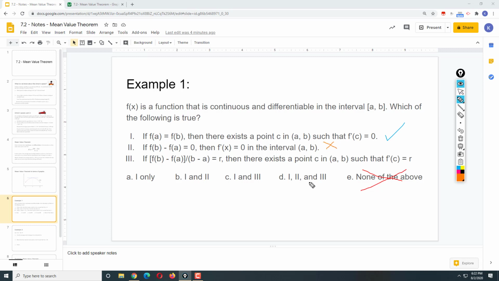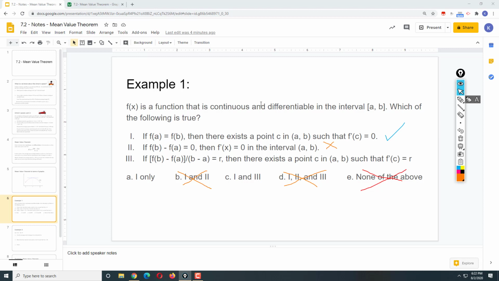We go to our answers. A says 1 only. Maybe. B says 1 and 2. Well, 2 is false. C says 1 and 3. D says 1, 2, and 3. We get rid of that one. Again, we can get rid of all the answers that say 2 is true. Finally, statement 3. We have to keep going because we have 2 answers left. A says 1 only. C says 1 and 3.